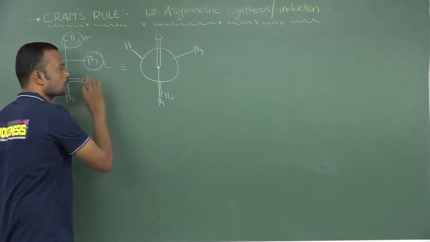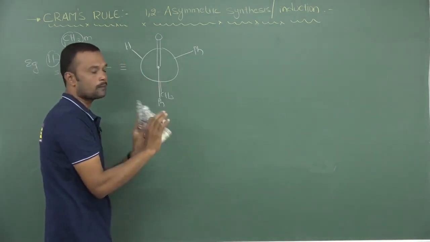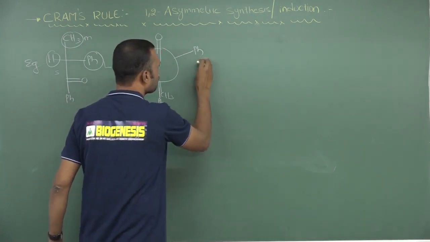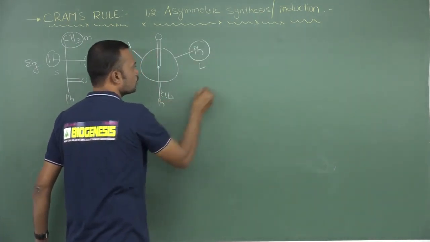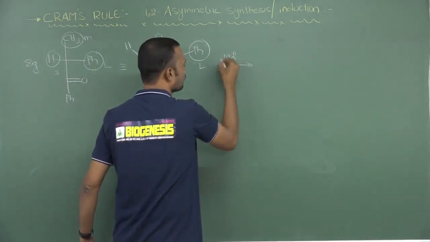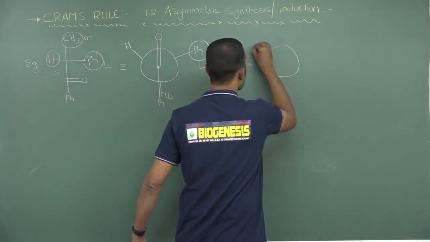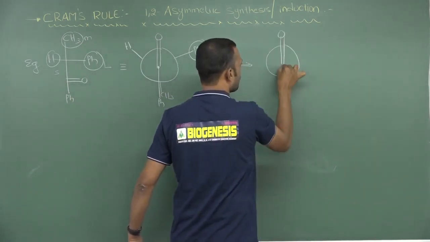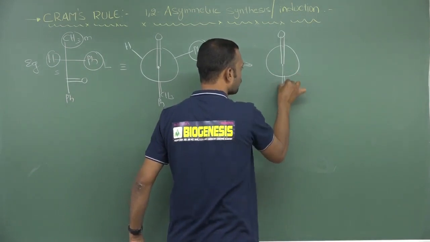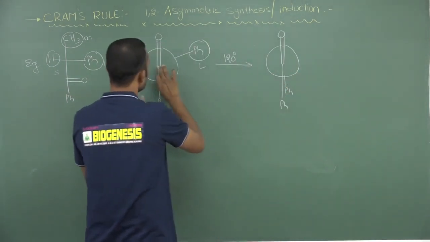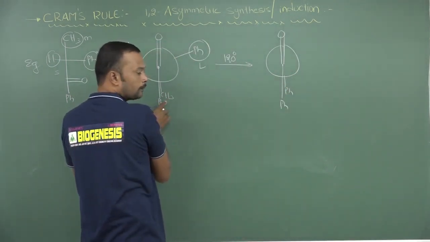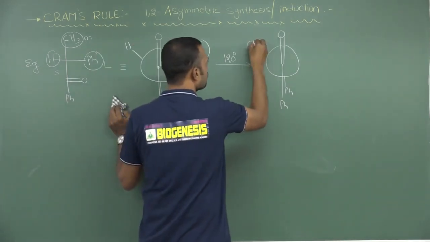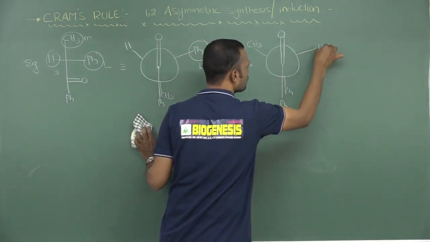Okay. So after projecting like this, convert it in a suitable way. How to convert in a suitable way? We need to bring this large group over here, so we need to make a rotation of around 120 around the rear carbon. Here you will get phenyl. Now this will come over here. Now this CH3 goes to the left side. Okay. Hydrogen goes to the right side.